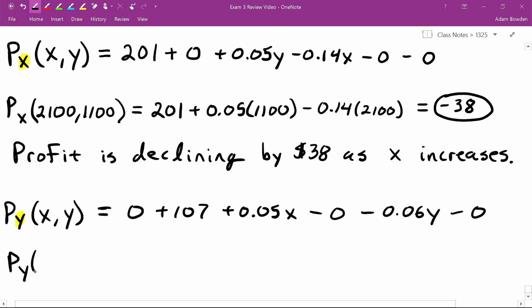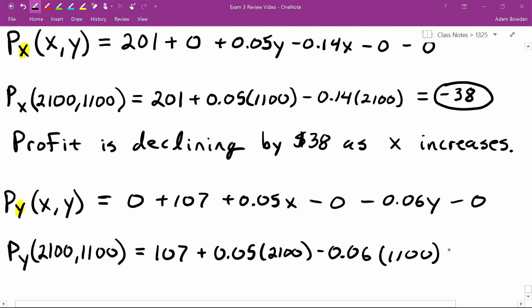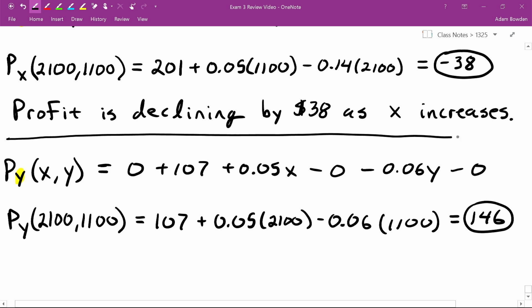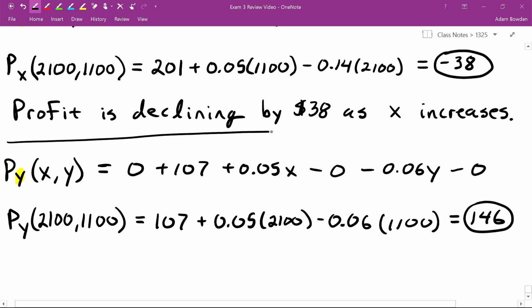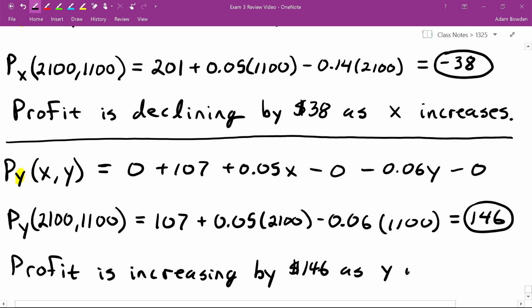Now, if we plug in here the same numbers we just did, it's going to look like 107 plus 0.05 times 2100 minus 0.06 times 1100. Okay, see what that's equal to here. This is going to be equal to 146. So what that means for us here in the context of this particular situation is that profit is increasing by $146 as y increases.